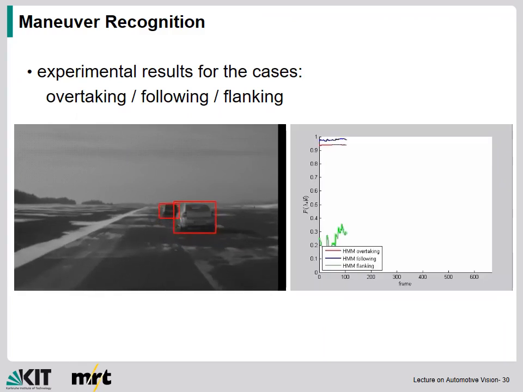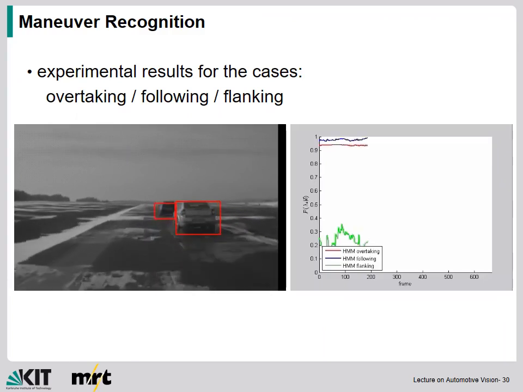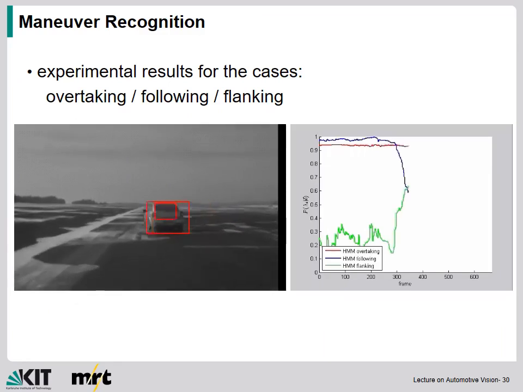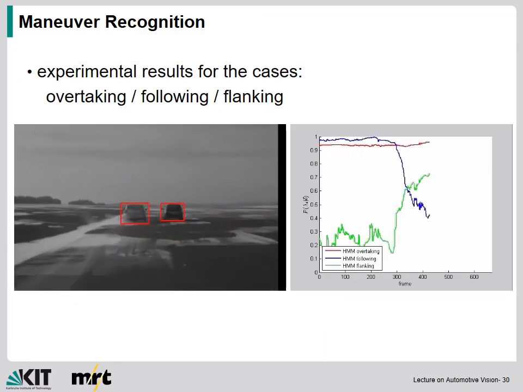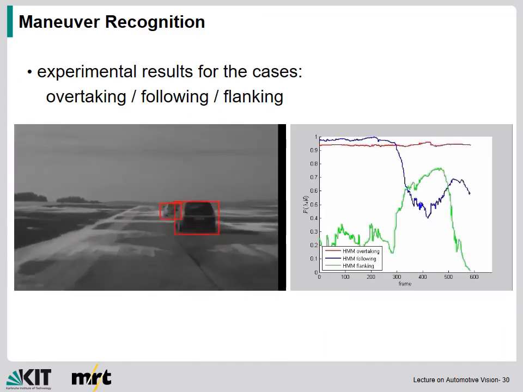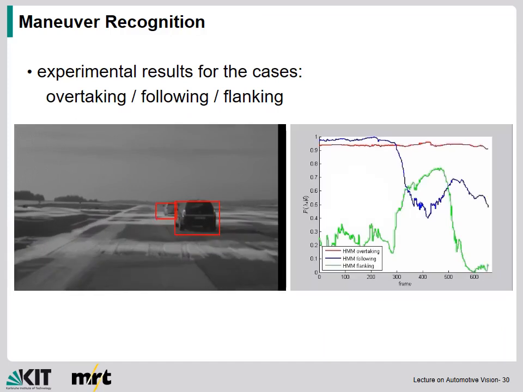At the beginning, the 2 vehicles are more or less following each other, therefore the evidences of the models following and overtaking are large, while the flanking probability is low. Now we see that one vehicle did a lane change, and now we are more in a flanking or overtaking situation, and after the lane change back, we can see that the overtaking behavior has survived, so to say. Its evidence, or its normalized evidence, is maximal. And so we know that the behavior that we observed is very likely to be an overtaking maneuver.